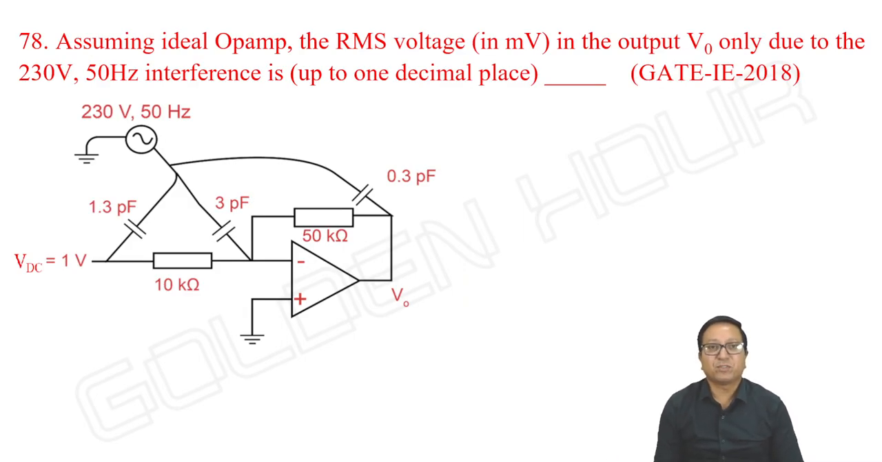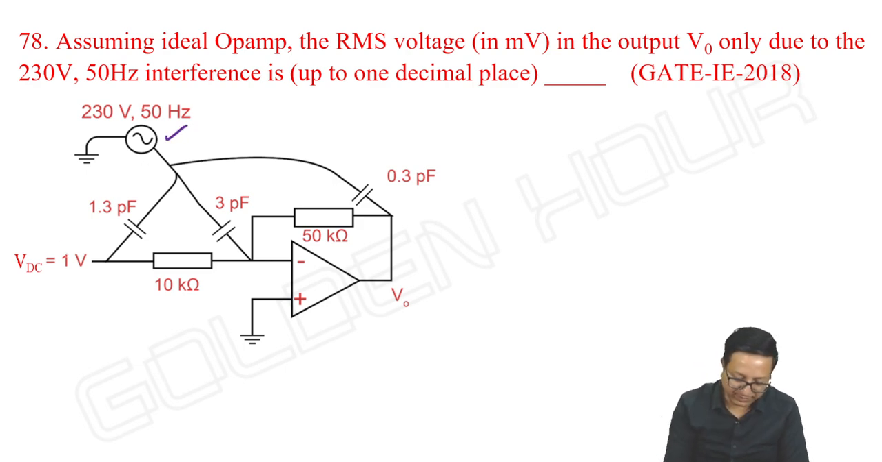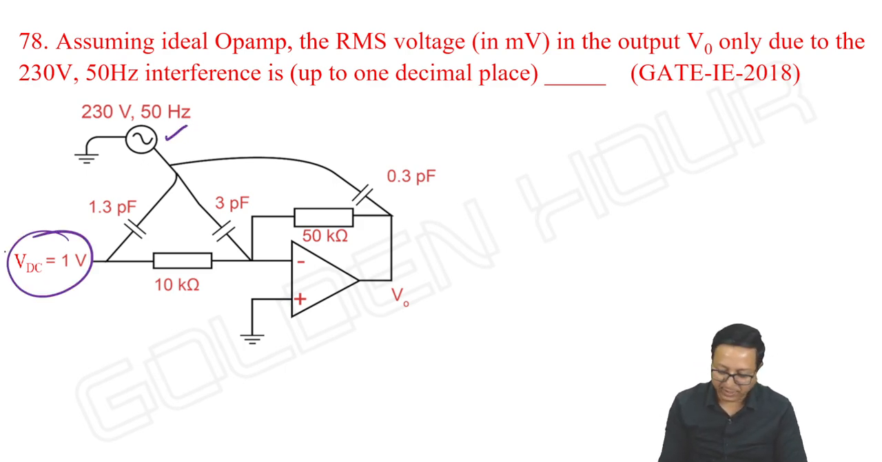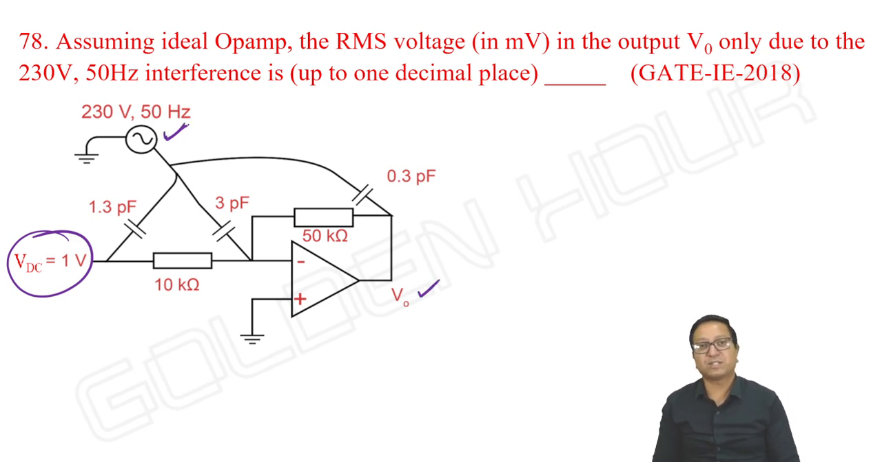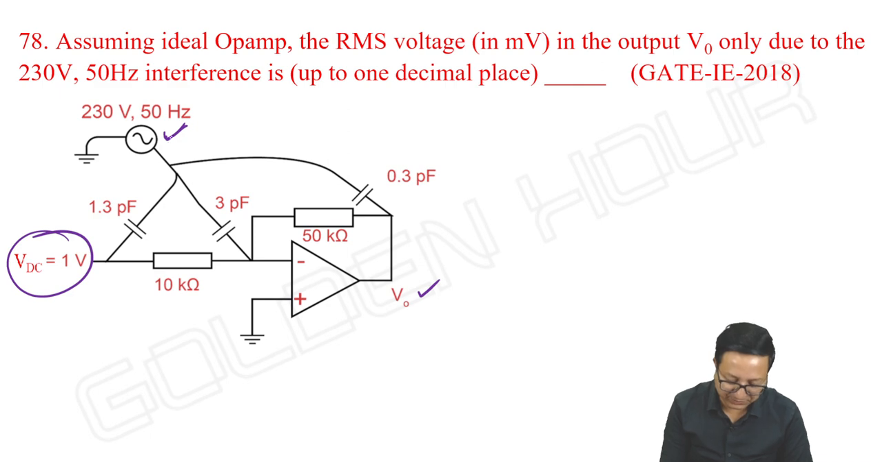Assuming ideal op-amp, the RMS voltage in millivolts in the output only due to the 230 volts 50 hertz interference is, up to 1 decimal place. Okay, here the circuit has one AC source and one DC source. They are asking to find the output only due to the AC source. So what do we do? Superposition. While studying the effect of AC, we will make the DC source 0.